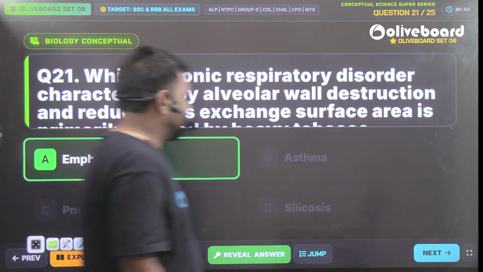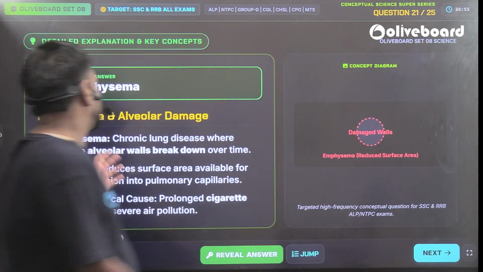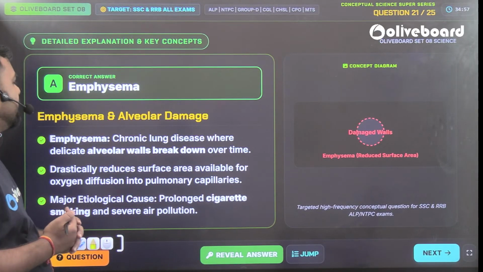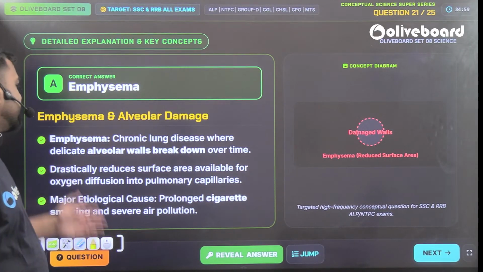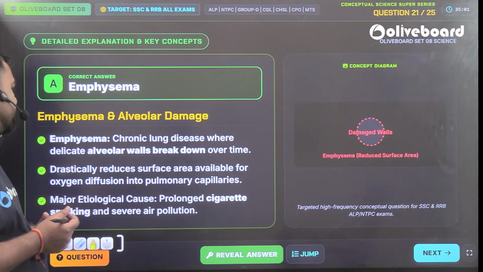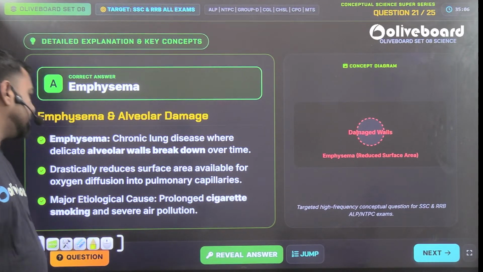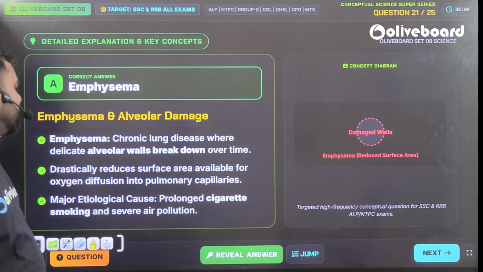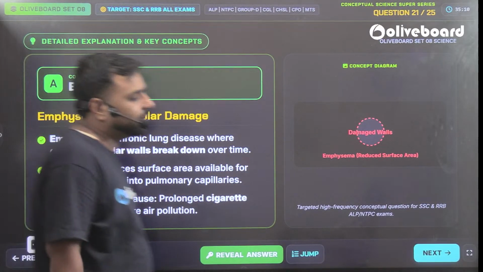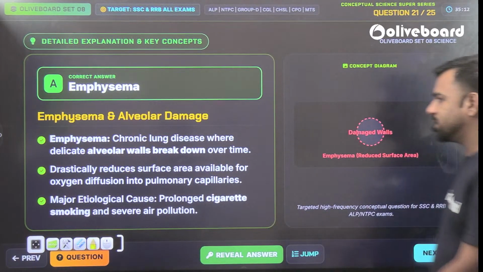Answer will be emphysema. It's a chronic lung disease where delicate alveolar walls break down over time, so it drastically reduces surface area available for the oxygen diffusion into pulmonary capillaries. Major etiological causes are prolonged cigarette smoking and severe air pollution. Both the things, right? So answer was option number A.